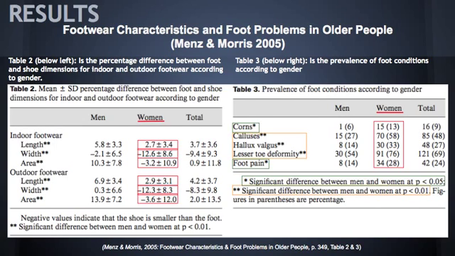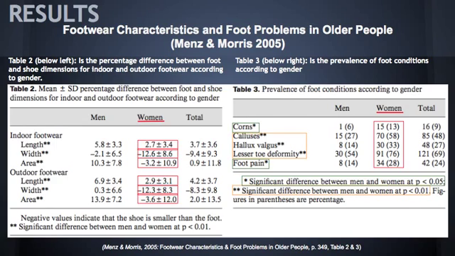Table 2 on the left shows the percentage difference between foot and shoe dimensions for indoor and outdoor shoes according to gender. Women exhibited a greater disparity between shoe and foot dimensions with respect to indoor shoe length, width and area compared to men, as well as outdoor shoe length, width and area. All categories demonstrated strong evidence with a statistically significant p-value of less than 0.001.